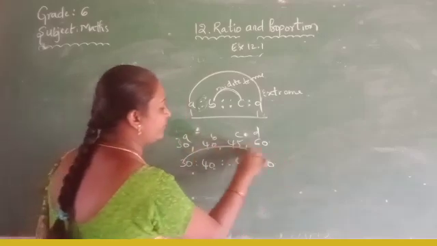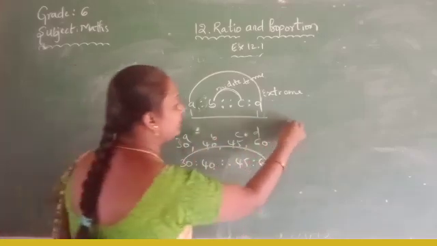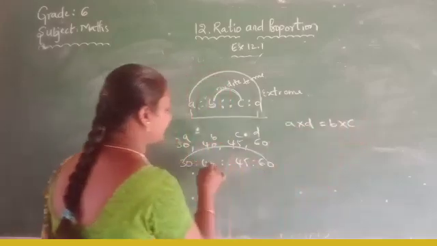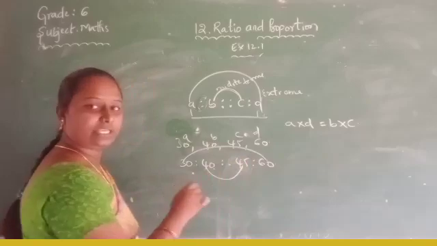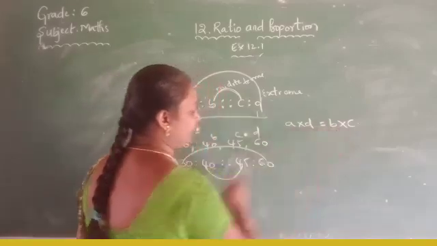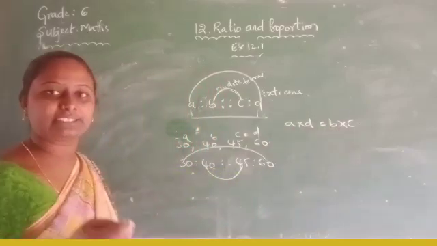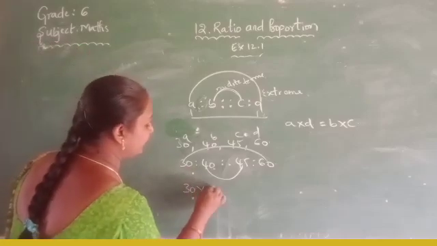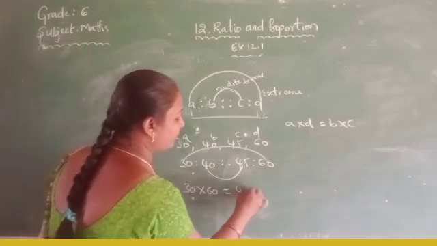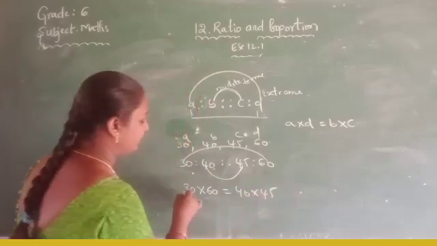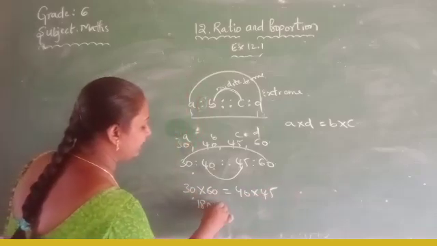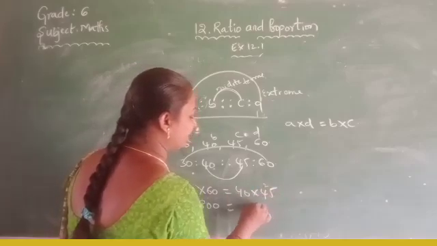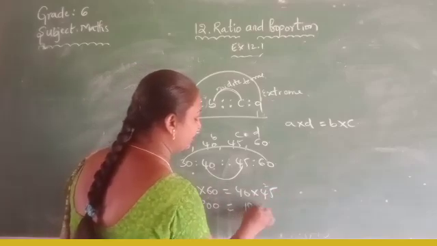Product of first and last term, that is A into D, is equal to the product of the middle terms, B into C. If the two ratios are equal, we can say that the ratios are in proportion. How can we say? 30 into 60 is equal to 40 into 45. 3 6s are 18, so 1800 is equal to... you can multiply 4 5s are 20, 4 4s are 16 plus 2 is 18.